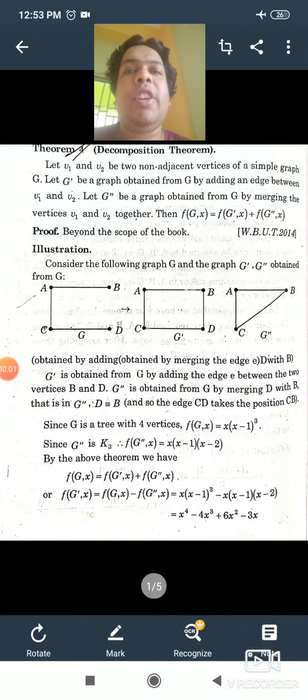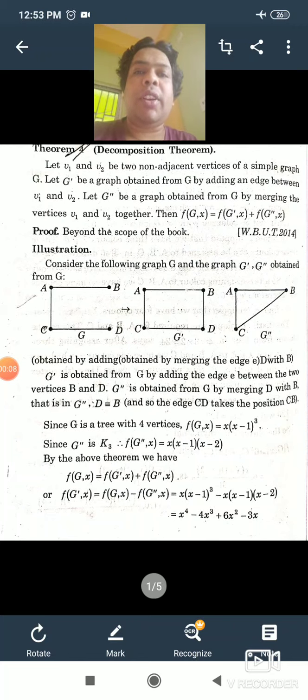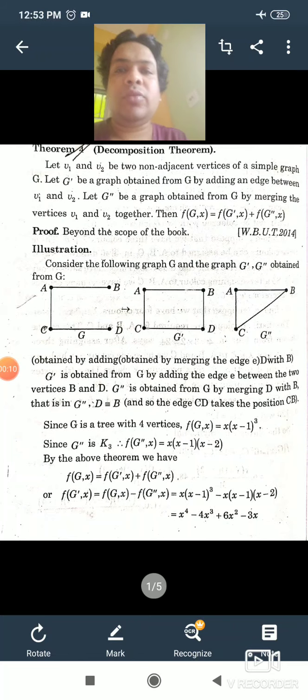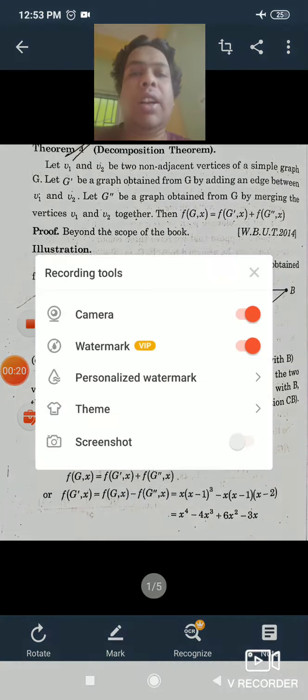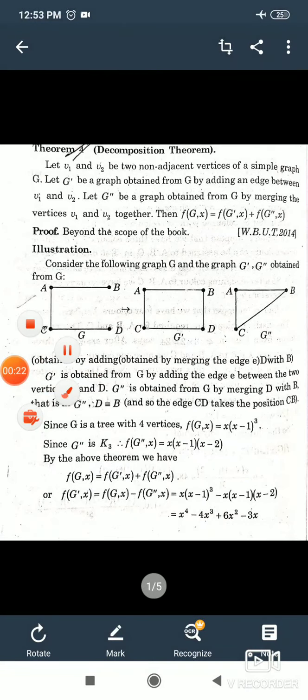Good morning, everybody. Today we start graph coloring and its subtopic, the decomposition theorem. Let V1 and V2 be two adjacent vertices of a simple graph G. Let G' be a graph obtained from G by adding an edge between V1 and V2.